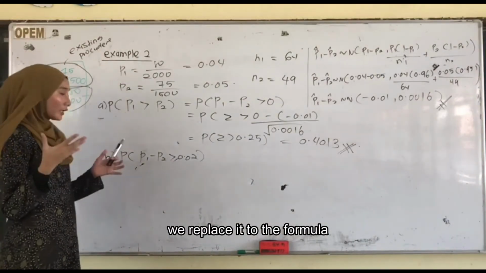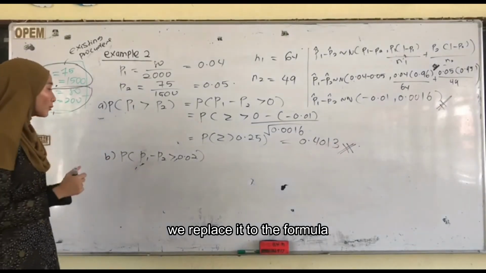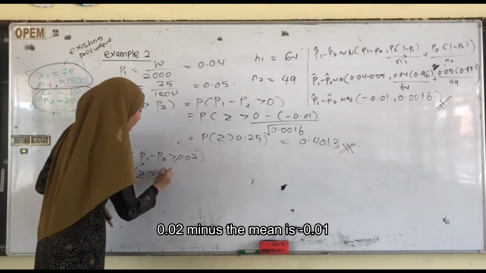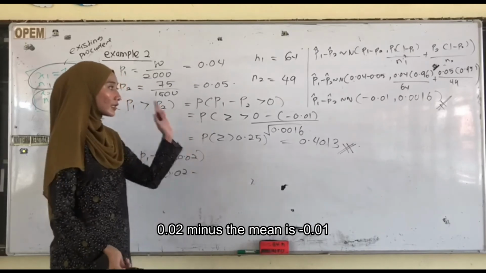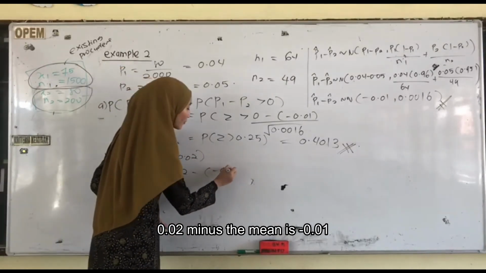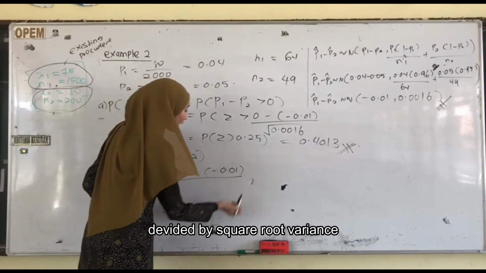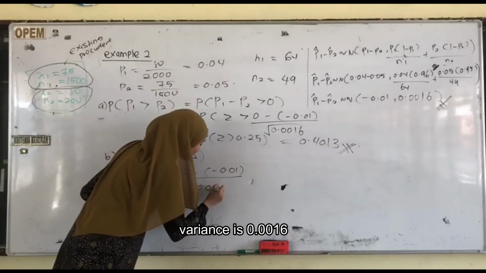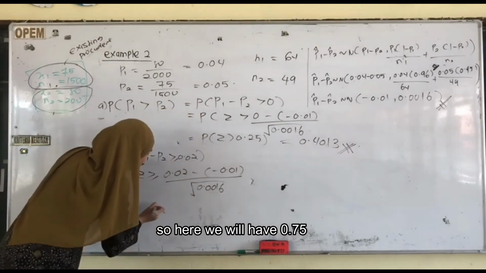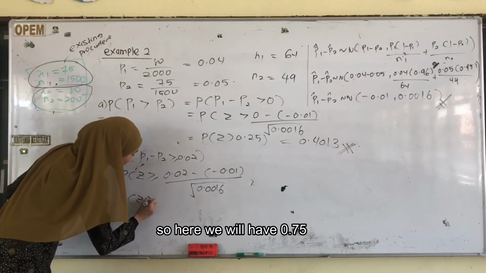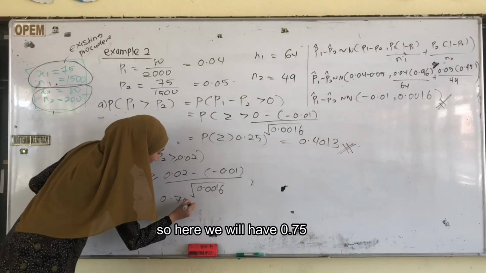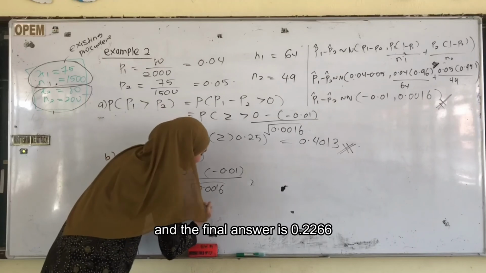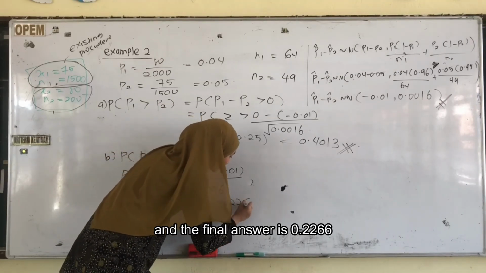So we replace it into the formula. P set 0.02 minus the mean is negative 0.01 divided by square root variance. Variance is 0.0016. So here we have 0.75 and we look at the table. The final answer is 0.2266.